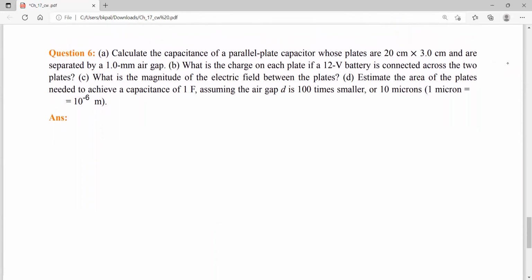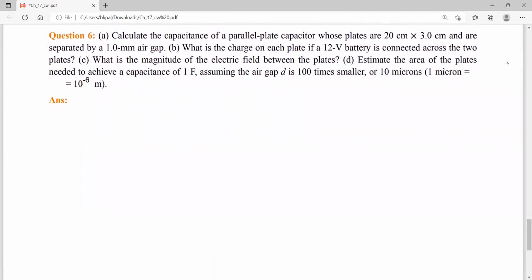So now number 6, which is about capacitance. Let's say we have a parallel plate capacitor. We have to calculate the capacitance. What are we given? We are given the area, so this is the area, and we are given the separation. We already learned this equation, and this is the equation you need here.